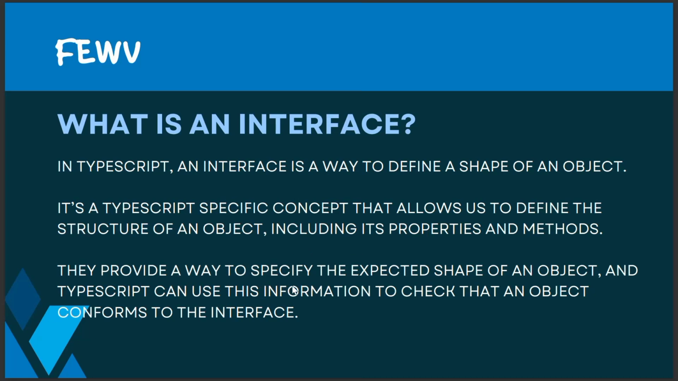It provides us a way to specify the expected shape of an object, and then TypeScript can use this information to check that the object conforms to that particular interface to which it is pointing. Alright, so this is basically an overview of what an interface is. And an interface is defined using the interface keyword. So let's understand more of an interface with some examples. Let's dive into our Visual Studio Code and understand interface in TypeScript.